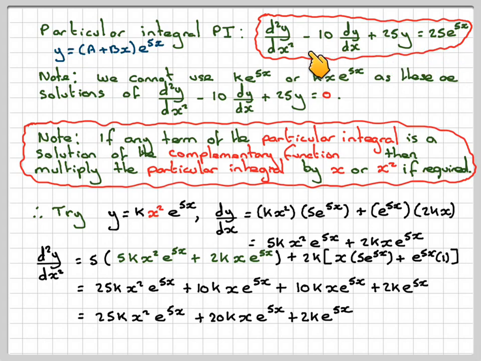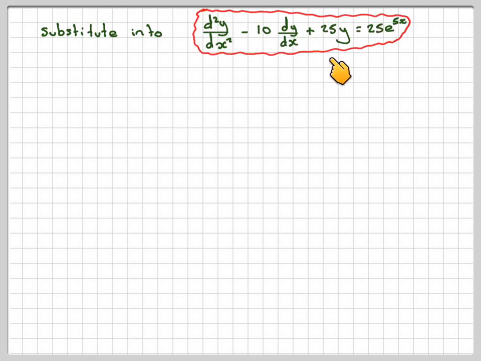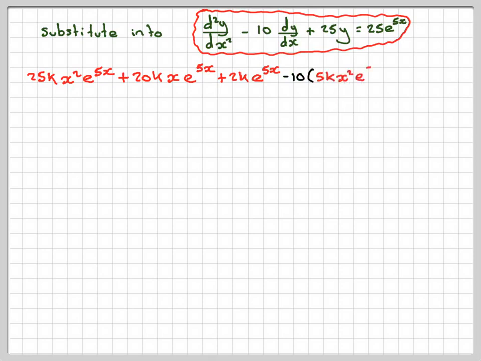If you want to get on to the next page of the video, you want to pause it and take note of that one for y, the first derivative, and the second derivative. Substituting into the second derivative minus 10 times the first derivative plus 25y is equal to 25e to the 5x. The second derivative is that from the previous page, minus 10 times the first derivative, which was this, plus 25 times my value of y that I guessed, has to be equal to 25e to the 5x.